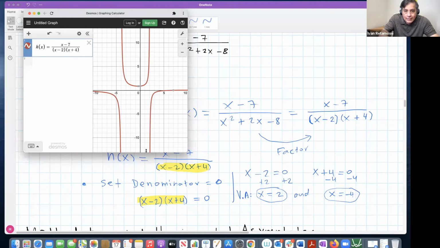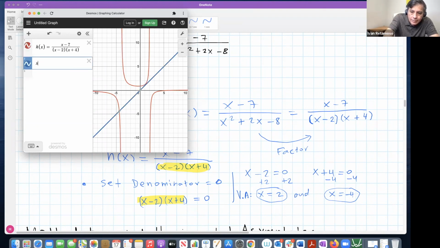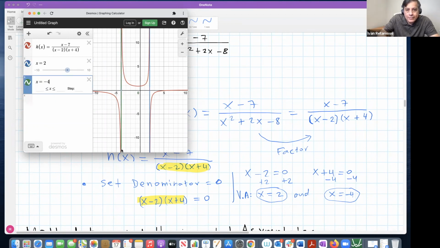Look, one vertical asymptote is here precisely at x equal 2. This is this one, this vertical asymptote. You can put it here, x equal 2. It's there, that's the vertical asymptote. Then there is another vertical asymptote here that corresponds to x equal -4. Look, -1, -2, -3, -4. If you want to see it, you can type x equal -4. There it is. See, two vertical asymptotes.